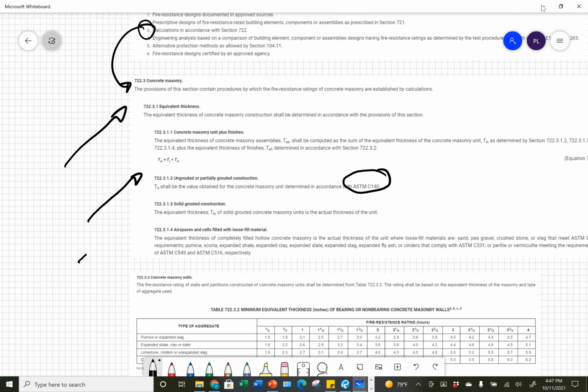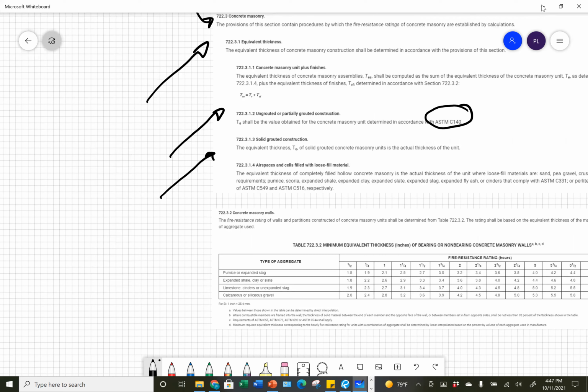For solid grouted construction, we get the total thickness of our wall. So for an 8-inch unit, we get an equivalent thickness of 7.625 inches, or 7 5/8 inches, which is our specified thickness. They will measure it to get an actual thickness. We do have tolerances on these, but we are allowed to use our actual thickness, which would be our specified thickness of 7 5/8 plus or minus whatever our tolerances are in ASTM C90.